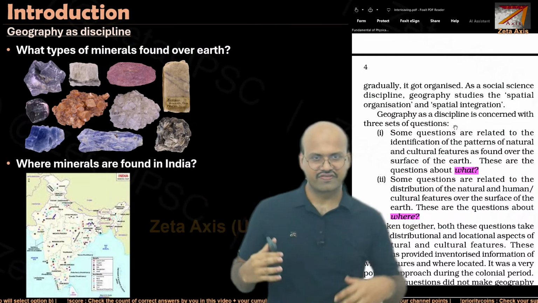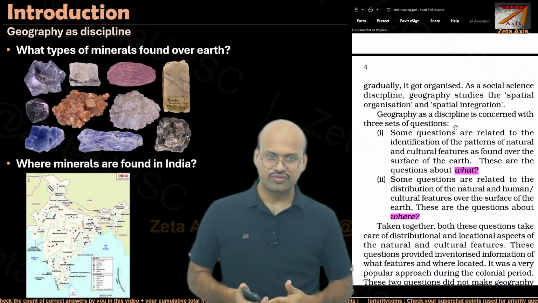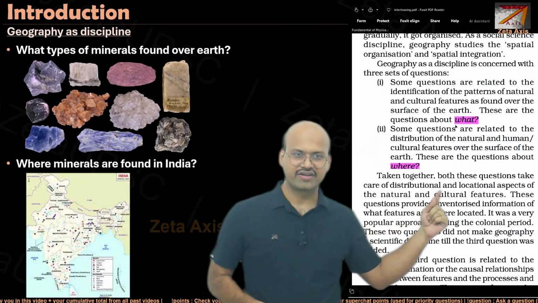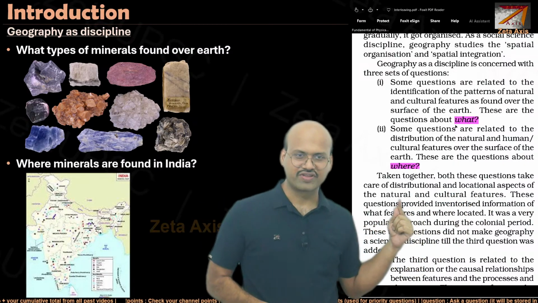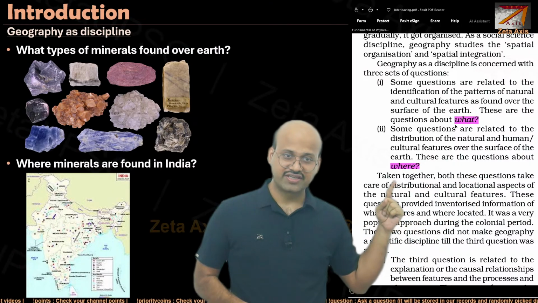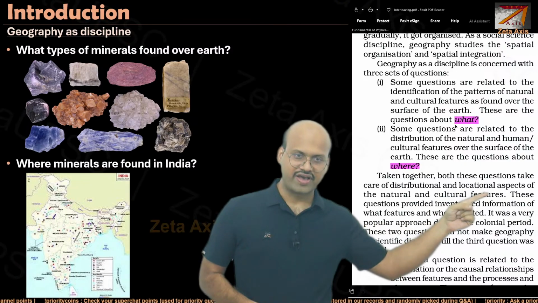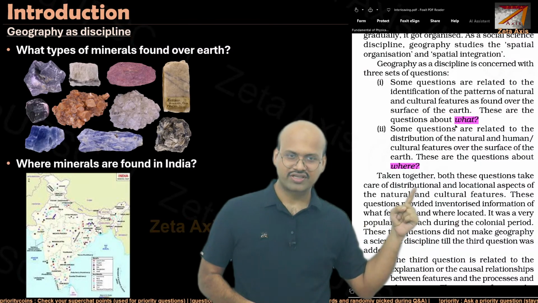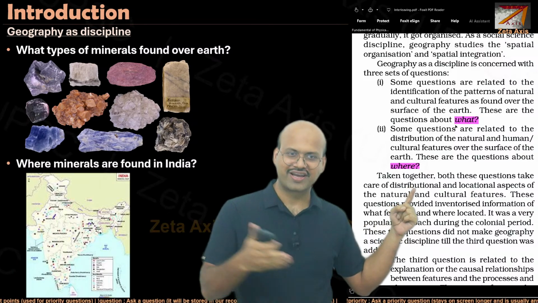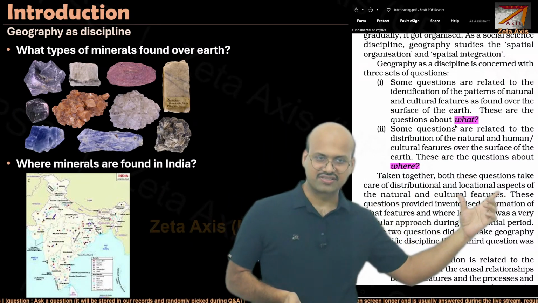So these questions were there from a very historical point of view. It says that taken together, both these questions take our distributional and locational aspect of the natural and cultural features. So this is distributional, that what is found, like if one mineral is found here, another mineral is found there, so total number of minerals. And location, where these minerals are found.